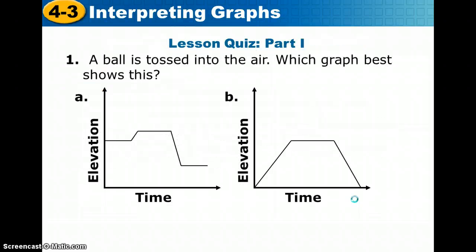Let's look at our lesson quiz, part 1. A ball is tossed into the air. Which graph best shows this? Which graph shows it being stationary, going up into the air, and of course, staying there a little bit of time, and then coming back down? Graph B. It goes up into the air, kind of hangs there, and comes back down.